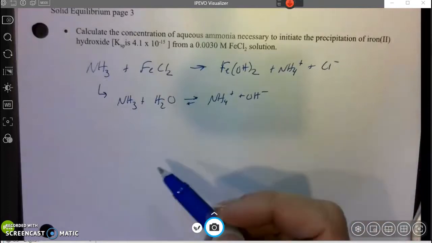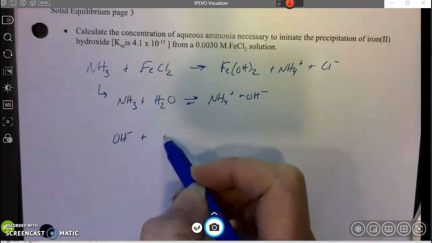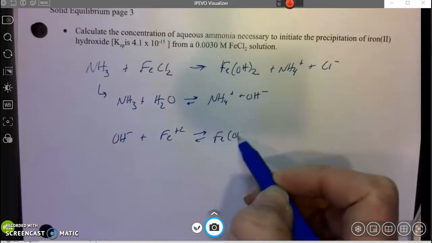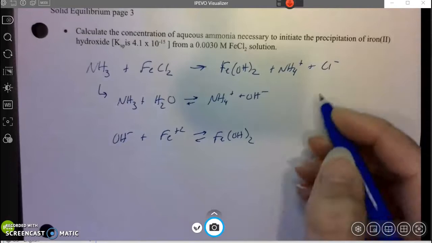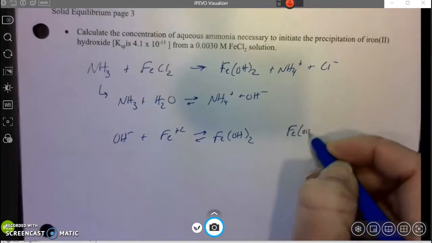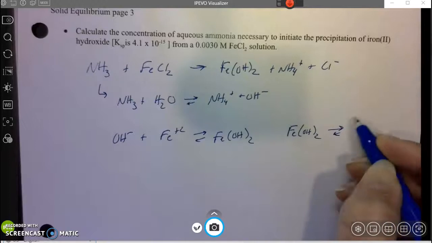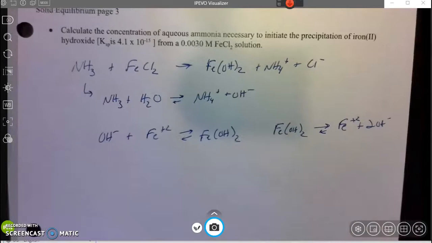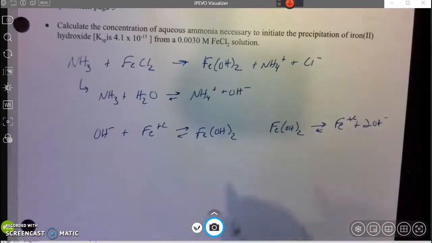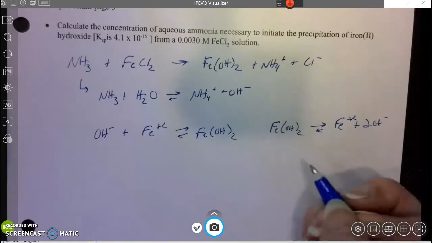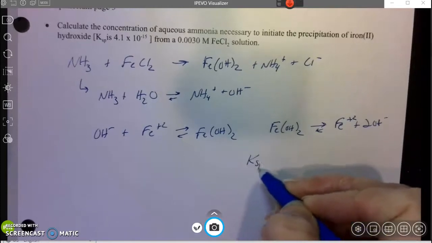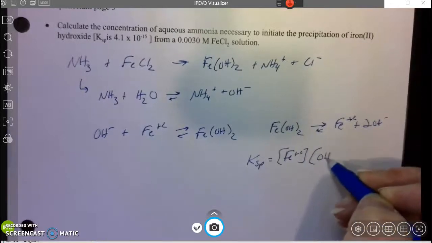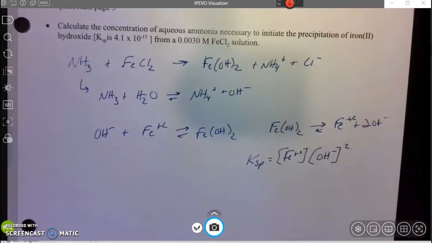So we really need to know what concentration of hydroxide, so this is kind of the net that's going on in this one. Or if you want to write it from a Ksp perspective, but you should be able to go back and forth between these because it's an equilibrium. So your Ksp expression is going to be Fe2+ times the concentration of hydroxide squared.